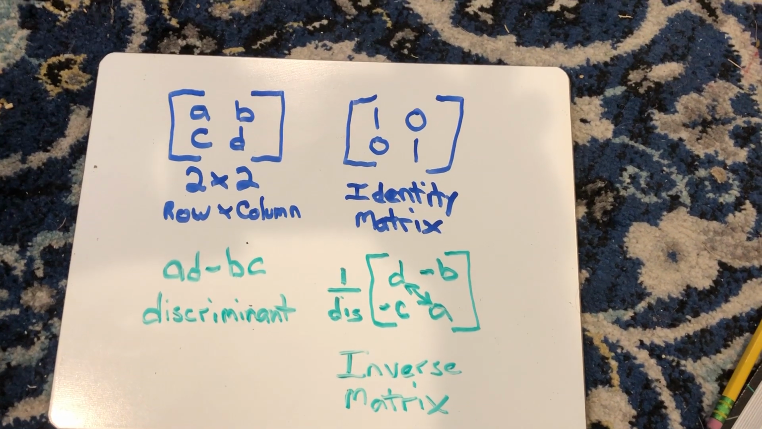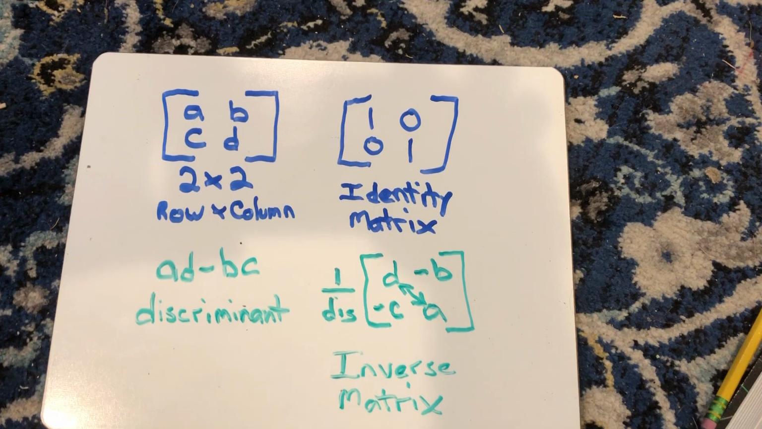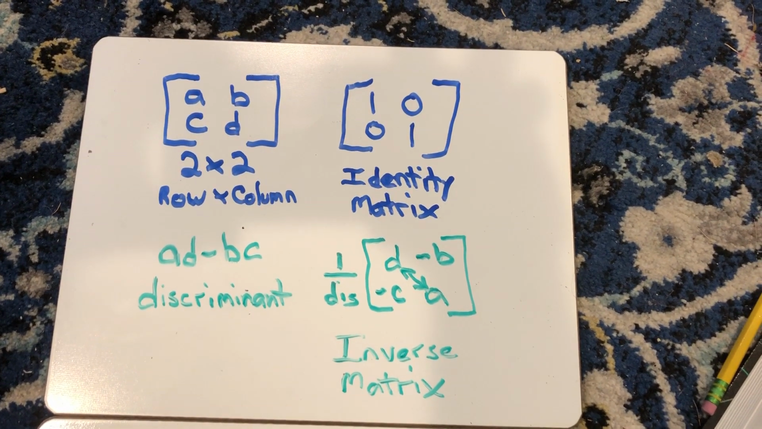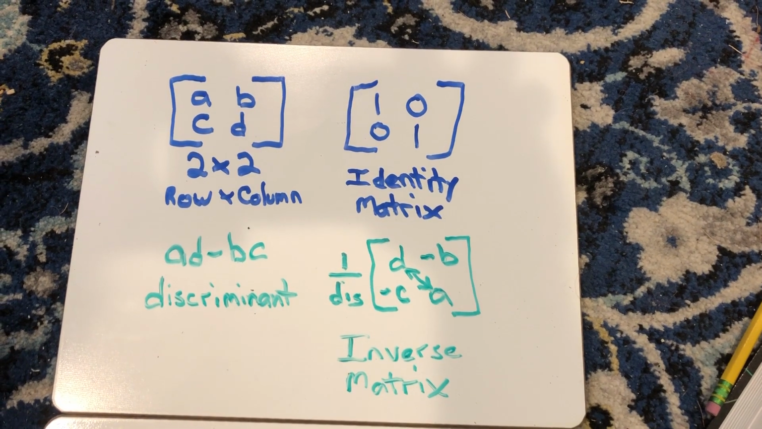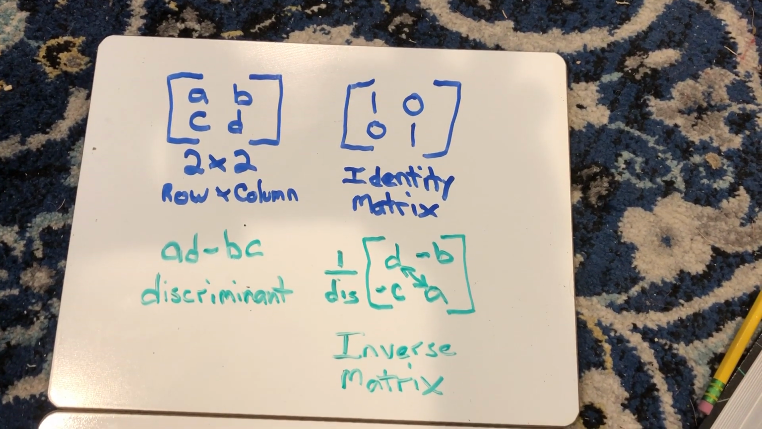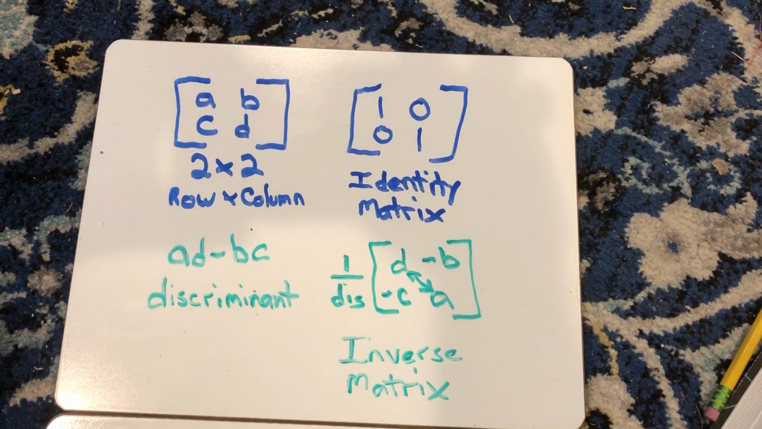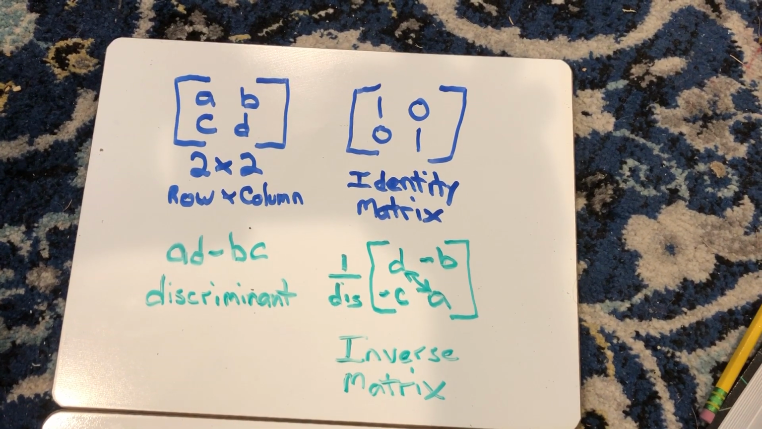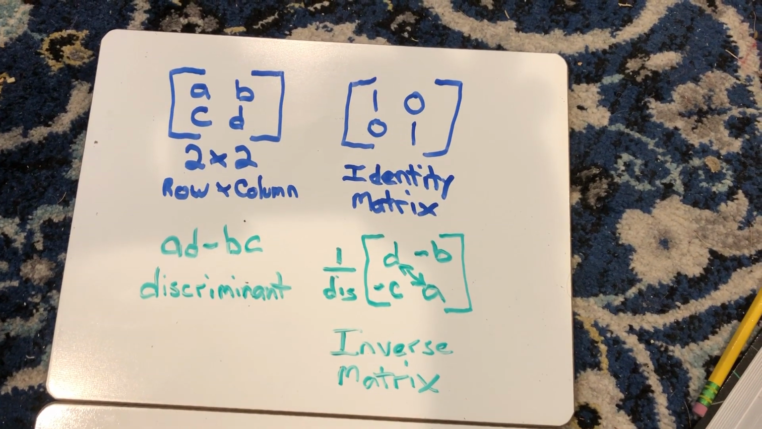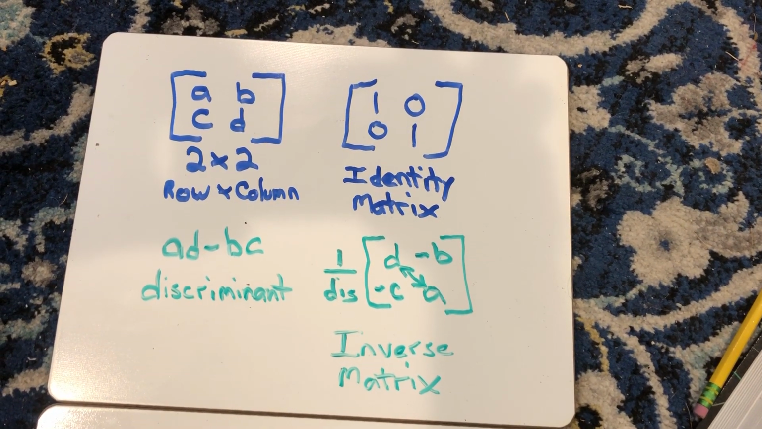So A, B, C, D, those are the 4 elements in that 2 by 2 matrix. The identity matrix next to it is 1, 0, 0, 1. That means any 2 by 2 matrix that you multiply by that identity matrix is not going to change the original one. Same thing as multiplying by 1 or adding 0.